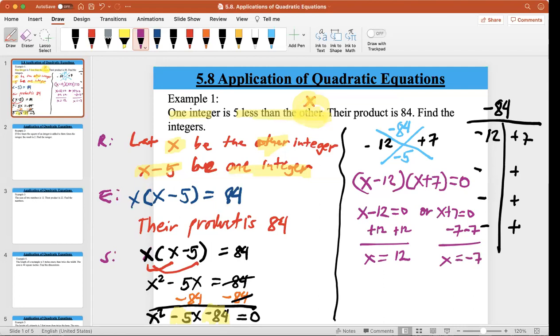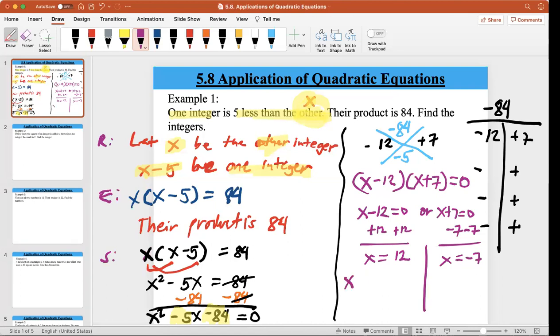Now both are integers. Since we are looking for two integers, then we can accept both, 12 and negative 7. But it doesn't mean that those two numbers are 12 and negative 7. These are only the values of x. In order to find the other numbers, remember that in our step 1, we represented x as the other integer. So both of these, 12 and negative 7, are your other integer. So what is that one integer there? In order to solve that, we have to evaluate x minus 5. So evaluate x minus 5 using both values.